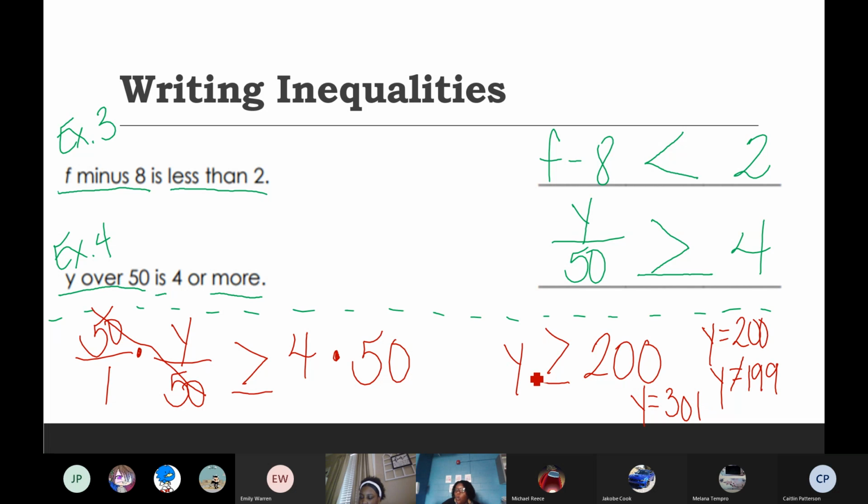Yes, it can. Y can be any number that is greater than 200. I was thinking less than, not. It's okay. That's why we're practicing with it.